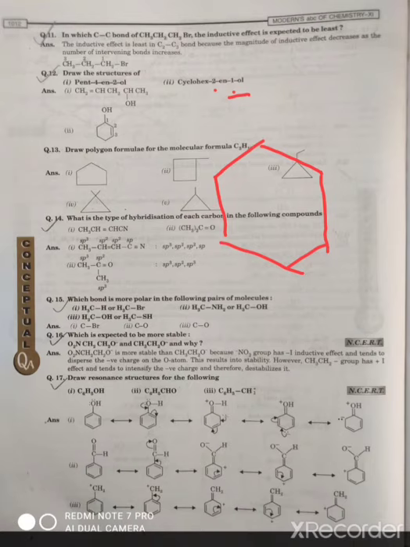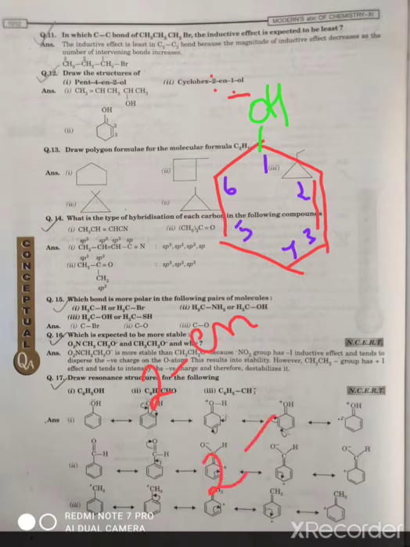So I am keeping this one as the first carbon, this is second, third, fourth, fifth and sixth. So on the first carbon keep the OH group, and there is a double bond. Where do we need to keep the double bond? 2-en, that means between the second and third. That is important to note. 2-en means the double bond should be between the second and third carbon, not between the first and second.